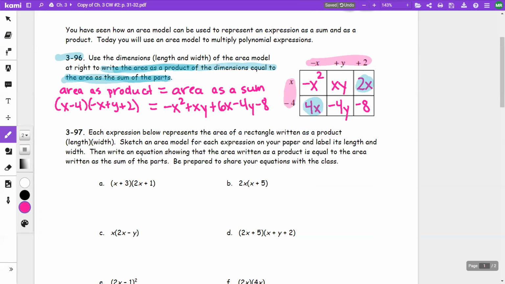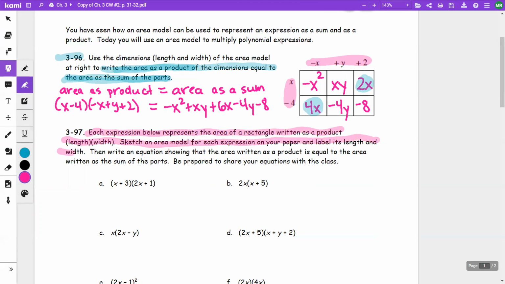Now, on the next section, I'll just kind of highlight as I'm reading. Each expression below represents the area of a rectangle written as a product, length times width. Sketch an area model for each expression on your paper and label its length and width. Then write an equation showing the area written as a product is equal to the area written as a sum of the parts. Okay, so this is what they want.